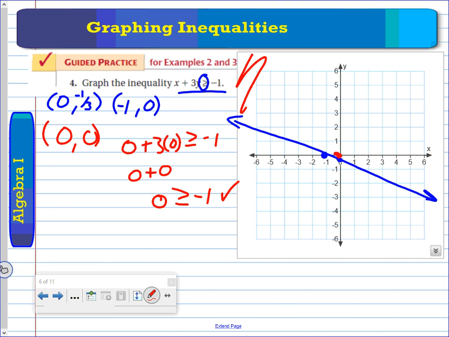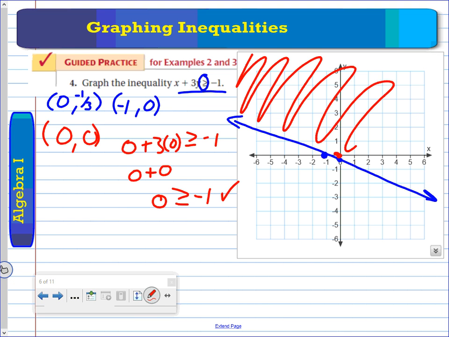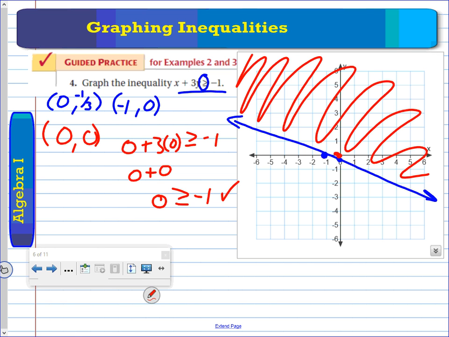I'm going to shade everything above the line. Don't go crazy with the shading. It just has to be enough that I can tell which side you shaded. Just make it neat and make it effective. Don't go crazy. You don't need to make that side of the line black or anything. Just make it so that we can see that that's where the solutions are. Again, in this situation, the blue line does count as solutions because it's equal to.